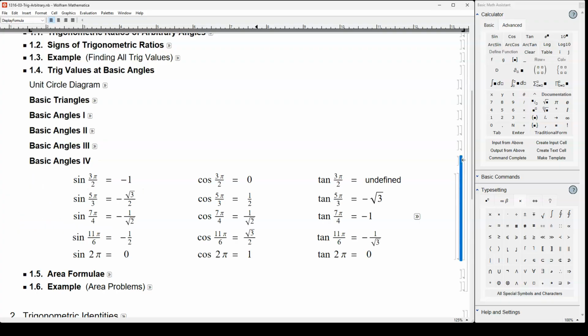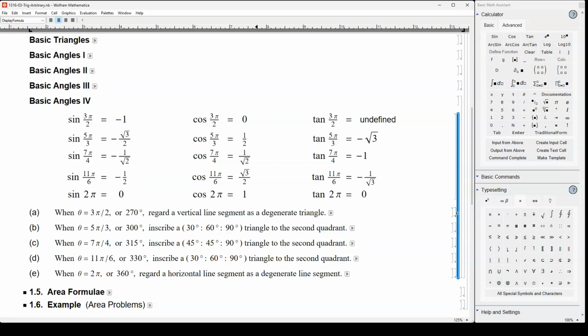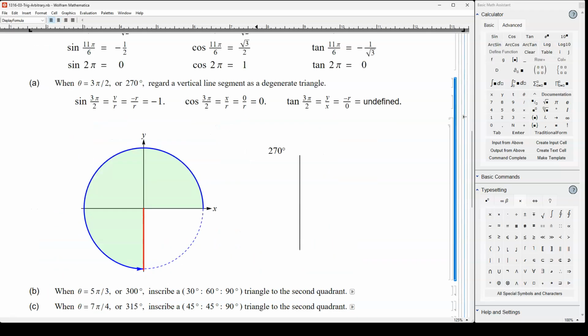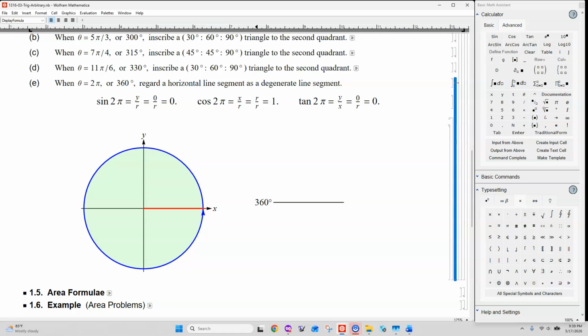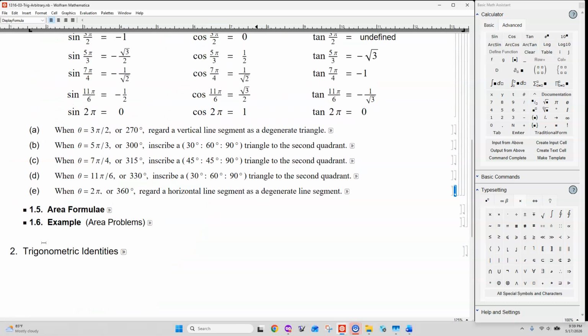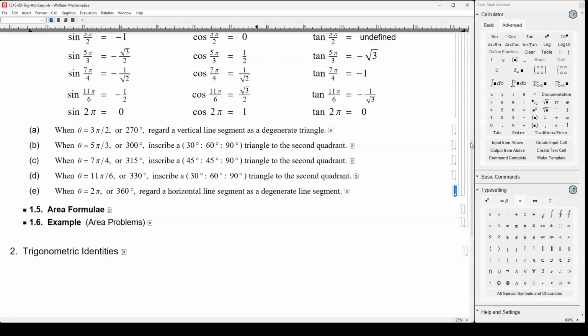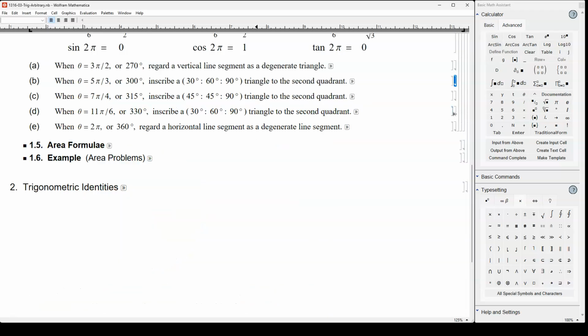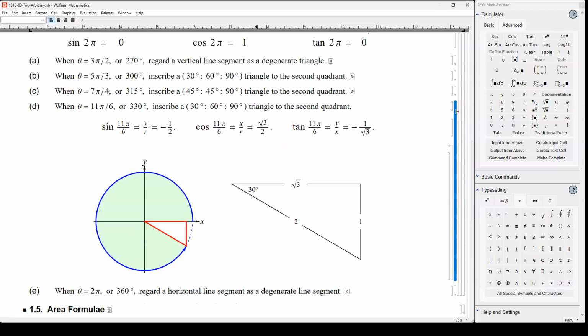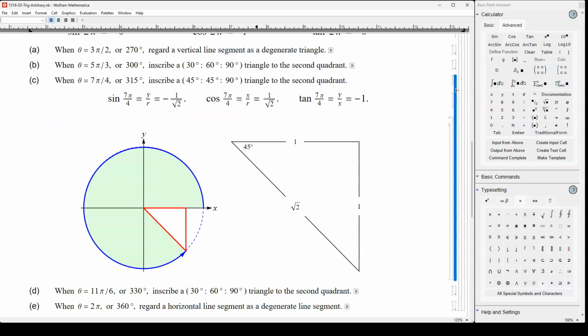Do the same thing for the fourth quadrant. Here's a summary. And then degenerate triangles, line segments, vertical and horizontal. And as for the others, well, the same as before. Triangle number 1 in the fourth quadrant like this, and like that. And then triangle number 2 in the fourth quadrant.